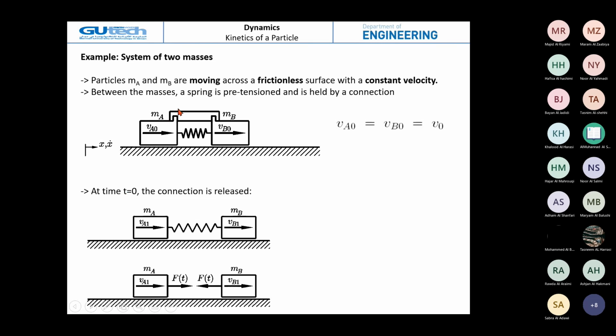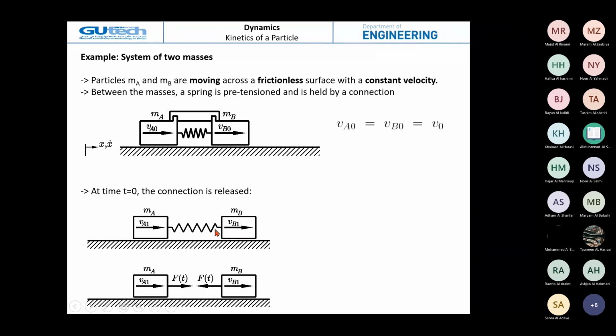That means we remove the connector between the two masses, and we let the mass MA, the mass MB, and the spring free. Then when we let them go, the mass MA will change its velocity; it will become VA1. The same for the mass MB: the velocity of the particle B will be VB1.